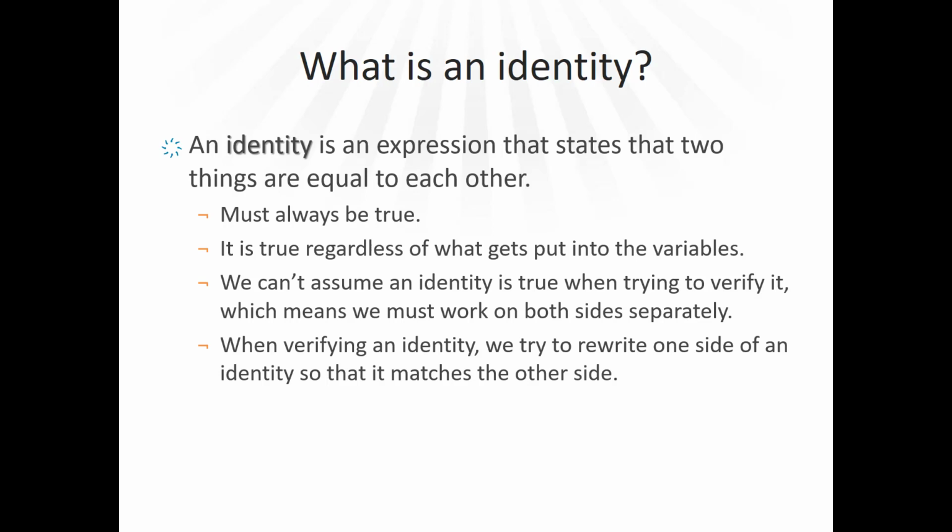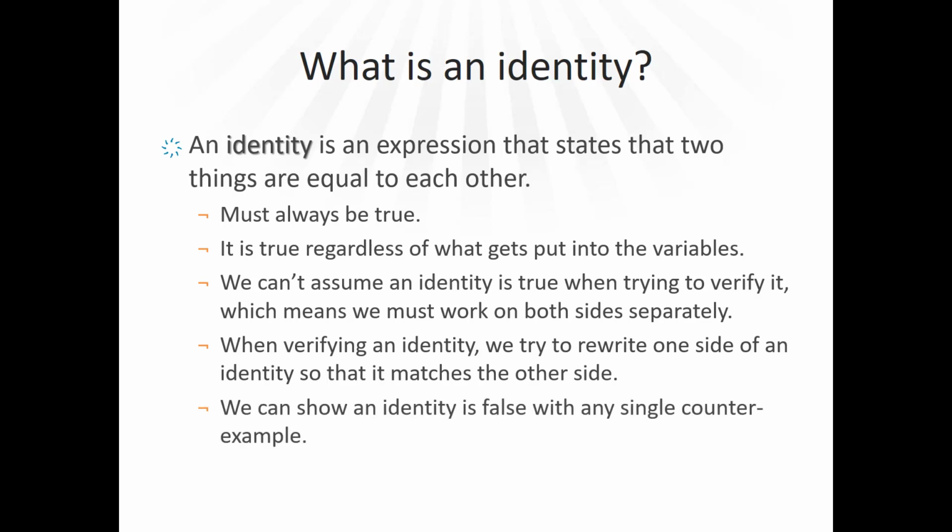So usually the strategy is that we're going to take either the left or the right side. You can work whichever side you want, but we're going to try to take one side and rewrite it so that it matches the other side. It's possible to work both sides, but you're not treating them as an equation. You're working on each side separately, independently from each other. And then we can show that an identity is false with just a single example. If you have something you think is an identity, and you can find just one number to put in for your variable that makes that statement false, then you have disproven the identity and it is just an equation.